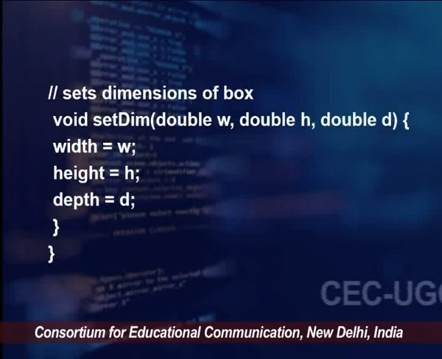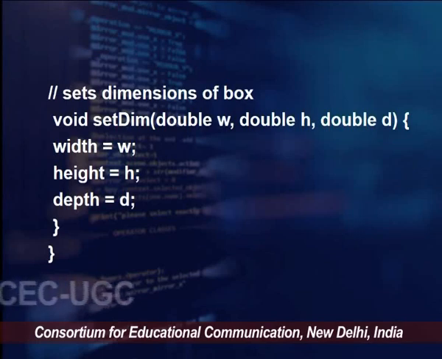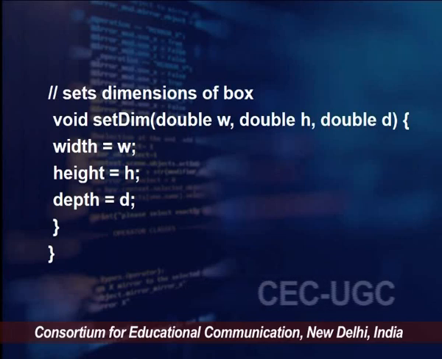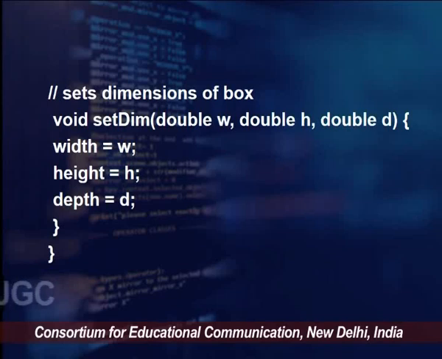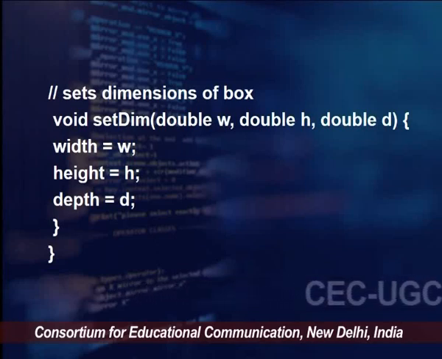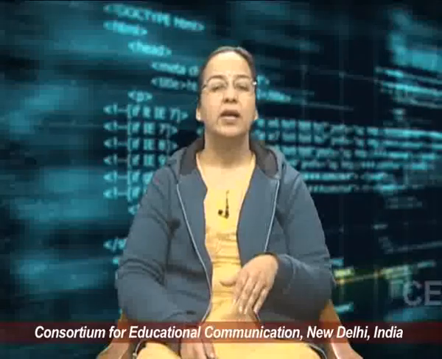Here is the inclusion of one more method, which is void setDimensions, and it is taking 3 parameters named W, H and D, and all these 3 parameters are of type double. What is happening here is the value of W is assigned to width, the value of H is assigned to height, and the value of D is assigned to depth. And here our class structure ends.